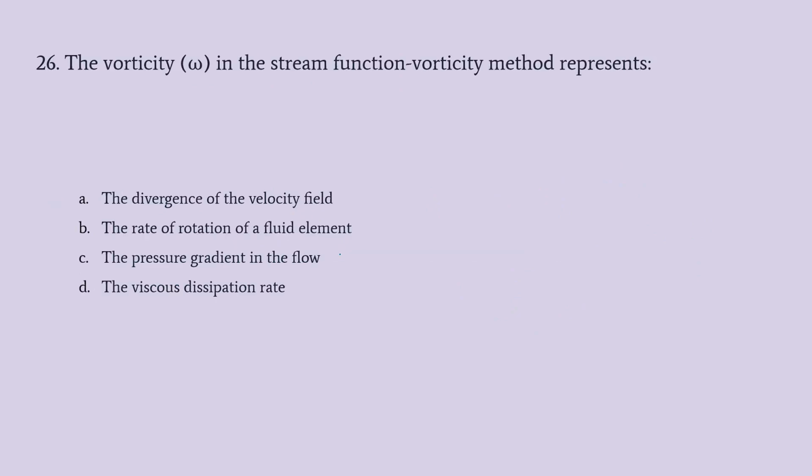Going to the next question. The vorticity omega in a stream function vorticity method represents what? Option A, divergence of the velocity field. Option B, rate of rotation of fluid element. Option C, pressure gradient in the flow. Option D, viscous dissipation rate. So what does the term vorticity in the stream function vorticity method represent? This is also a question that you can relate to fundamental fluid mechanics.